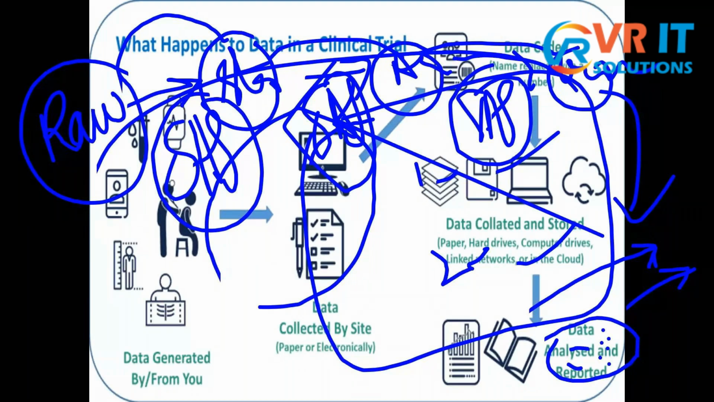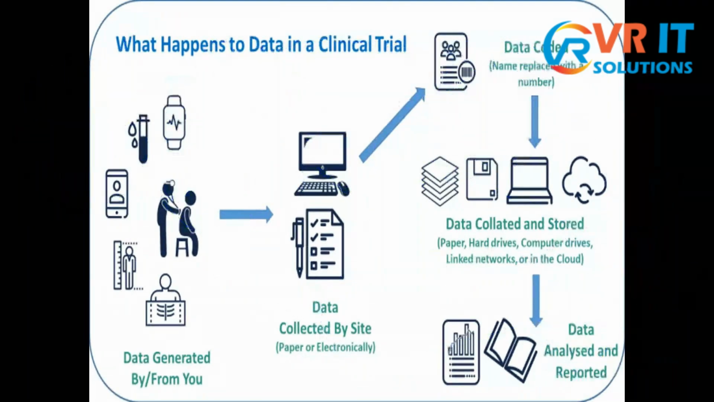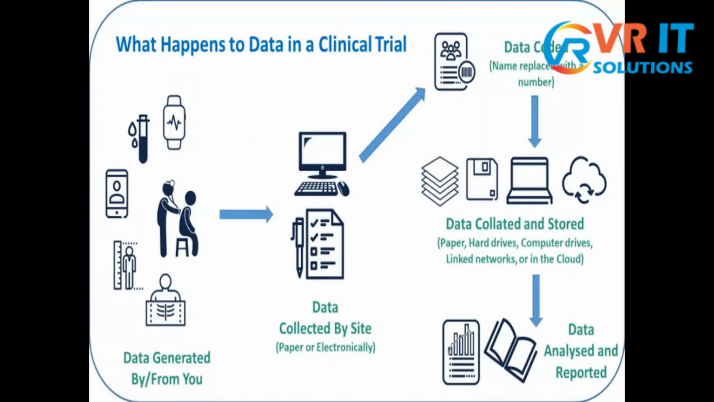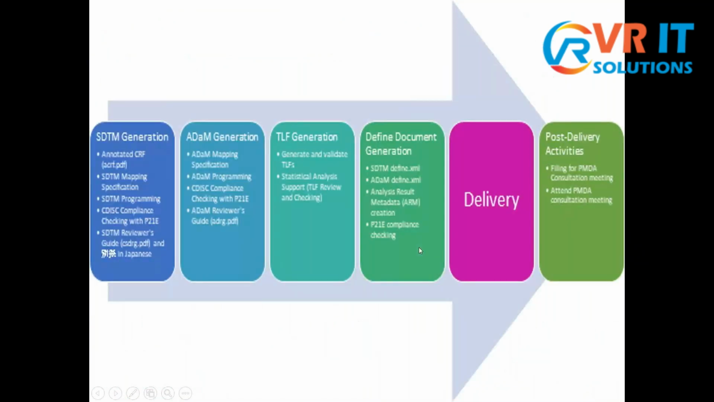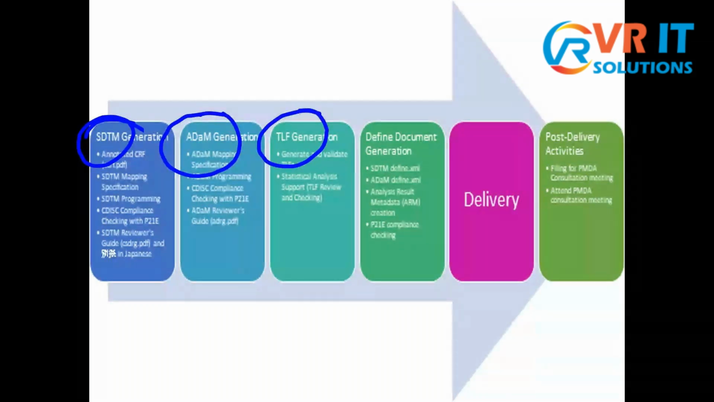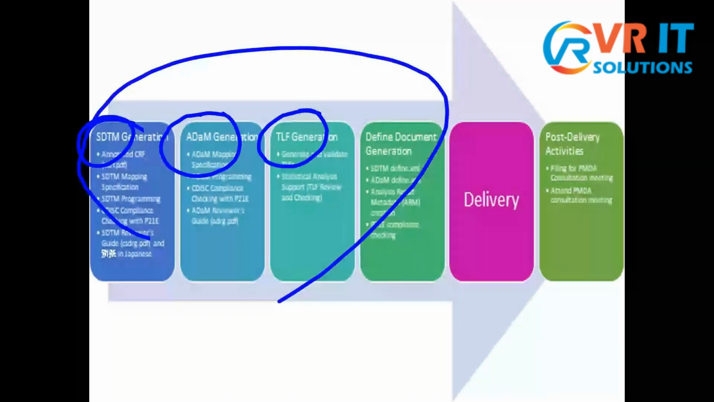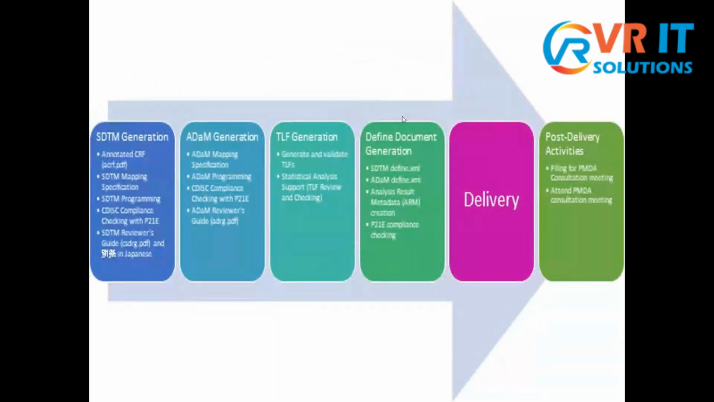So we are basically going to do data analysis. Next. So as I told you, the raw data will be converted into standard data first, then analysis data. From there, tables, listings, and figures are generated. So this entire package will be submitted to the regulatory authority. We will learn this once we start the course, so you don't worry about this.